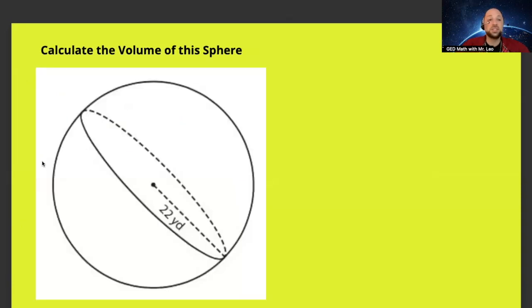All right. Here is another one. Calculate volume of this sphere. So first off, what do we know? We can see here that the radius is 22 yards. YD is for yards. All right. We're going to need the formula. You should look in your notebook. What was the formula? You tell it to me.